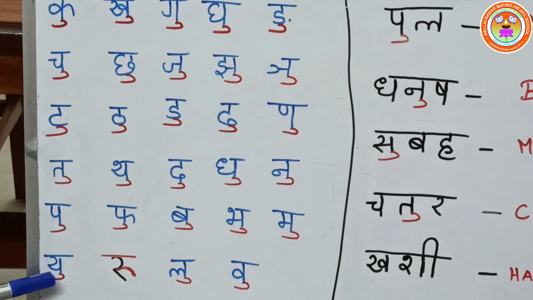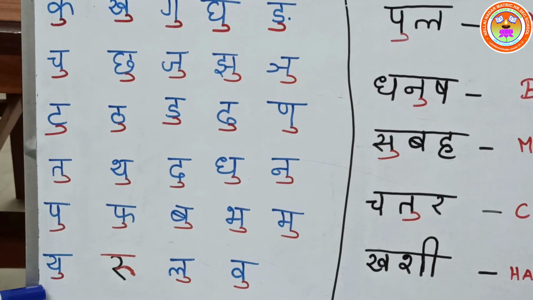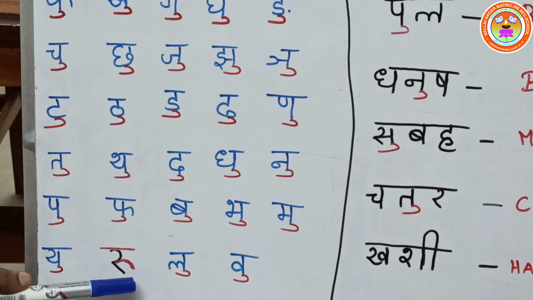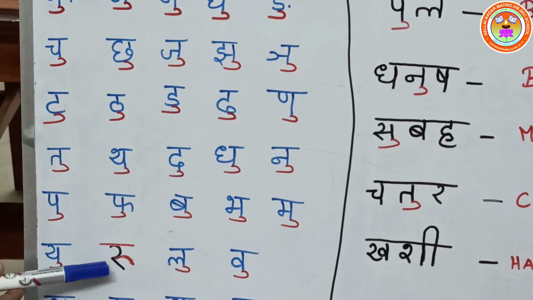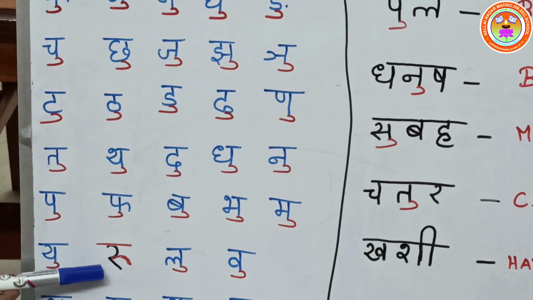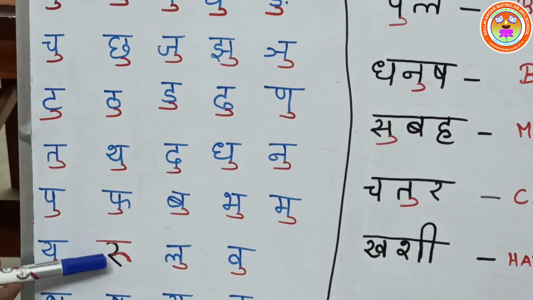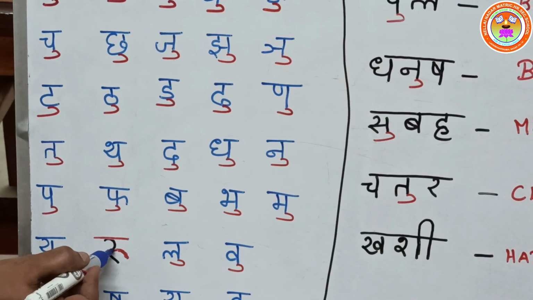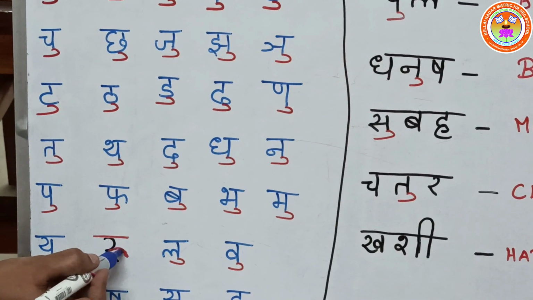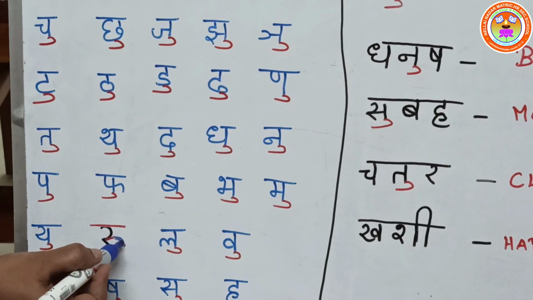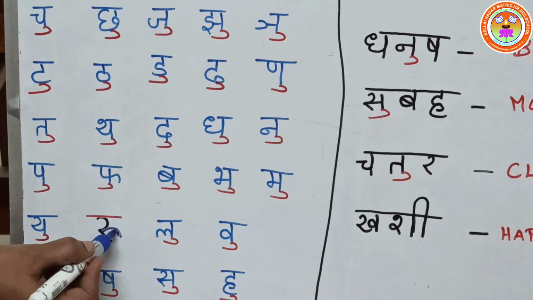Next line. When Y is added with U ki matra, it becomes YU. When R is added with U ki matra, it becomes RU. You have to understand here, you should not add the U ki matra below the line. You have to add it in the center. Can you see here? R is added with U ki matra in the center, and it becomes RU.